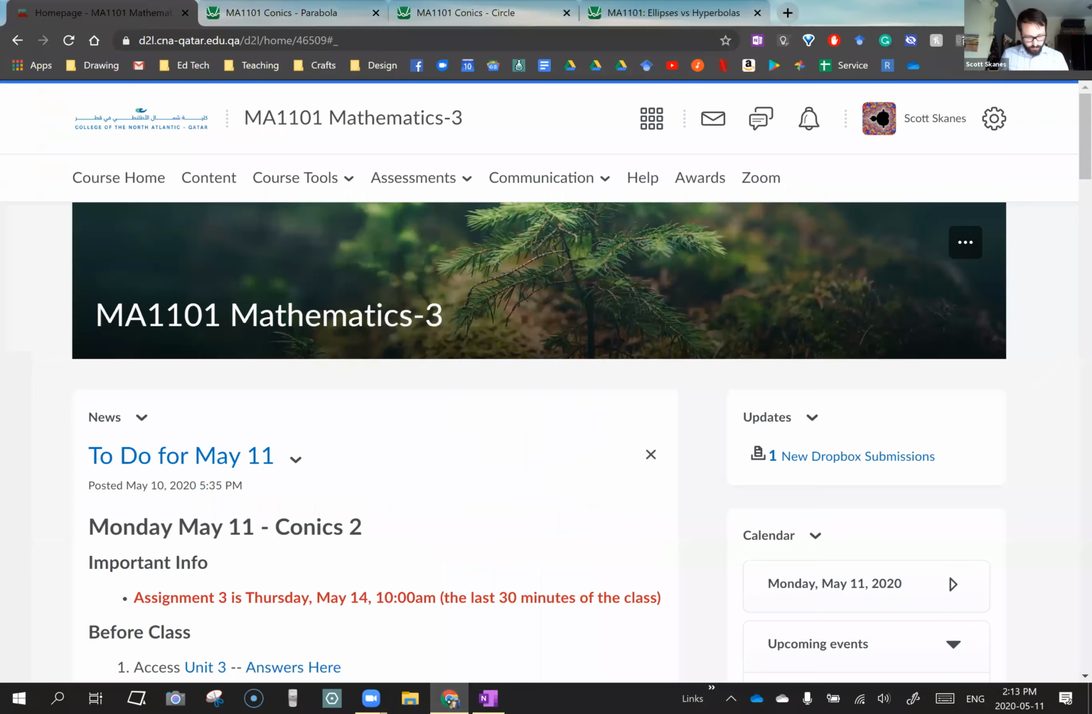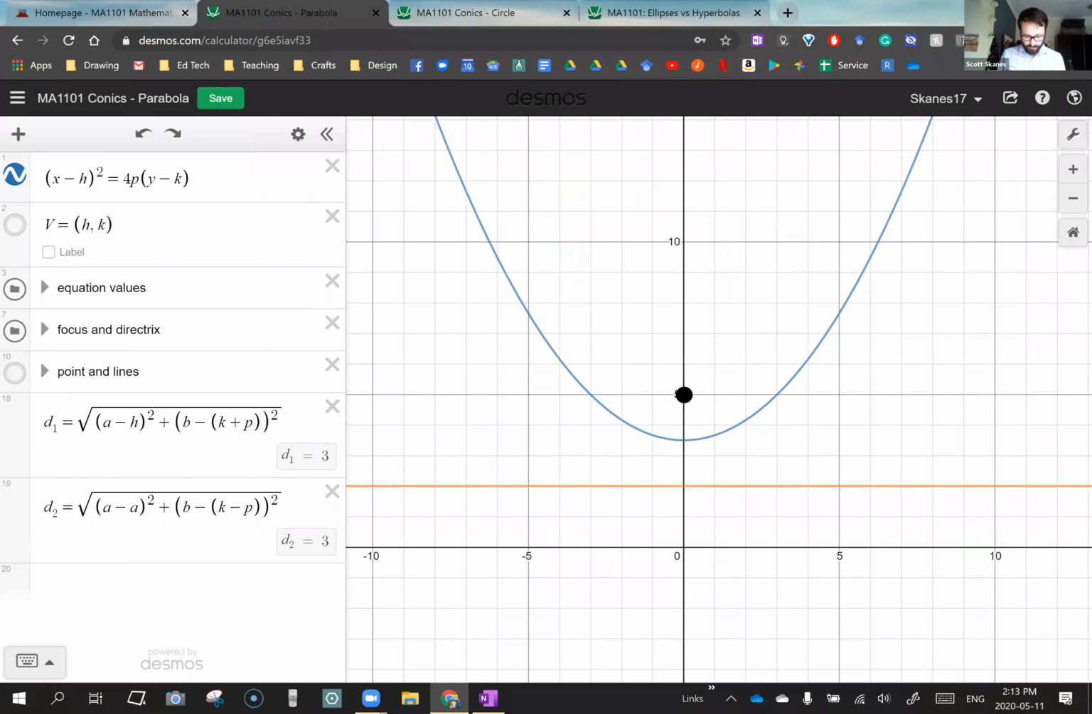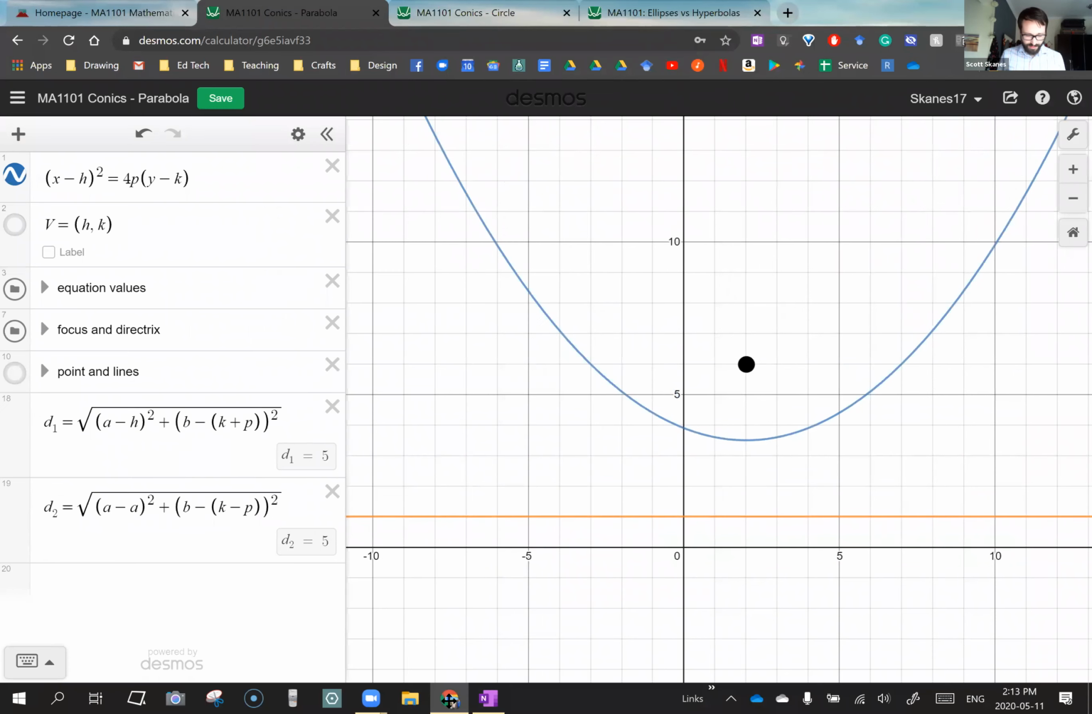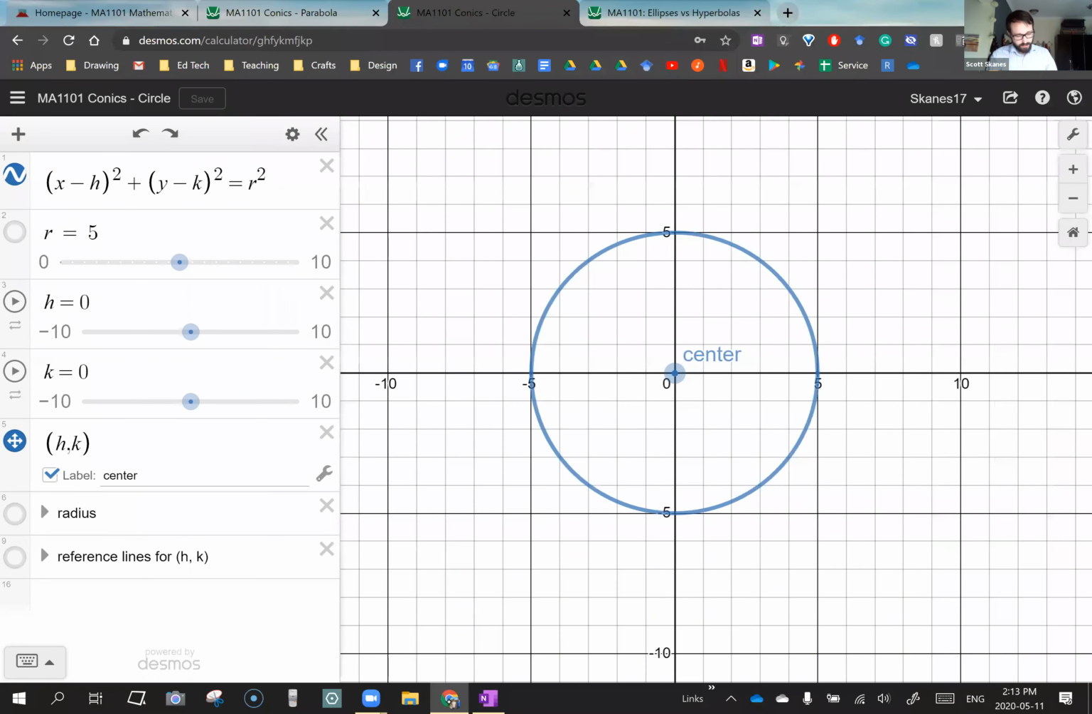So let me give you a quick look. This is just our parabola. We can move our focal point around, but I'm not talking about that anymore. I'm talking about circles. This circle, for example, has a radius of 5, and it's centered at the origin at 0, 0. You can see here on the left side of the Desmos thing that it says h is 0 and k is 0.